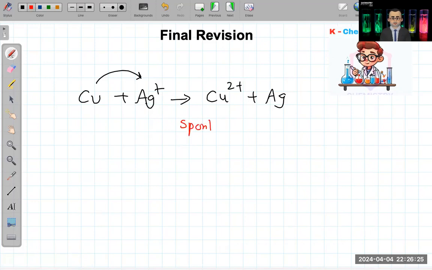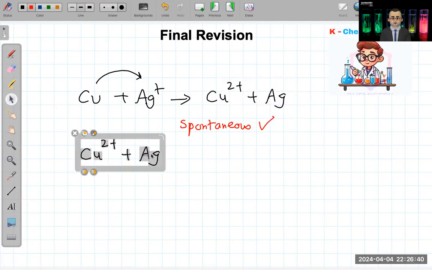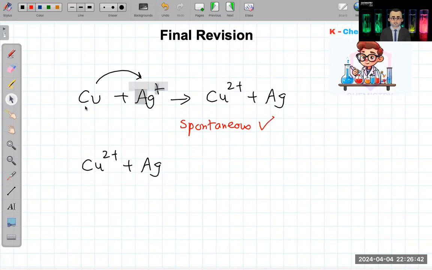What does spontaneous mean? It means it is going to happen. Why? Because copper is more reactive than silver, so it's going to kick it out. So we used to say this reaction is spontaneous, but the opposite is not spontaneous. If you try to reverse it, it will not be spontaneous, because the opposite is not going to happen.